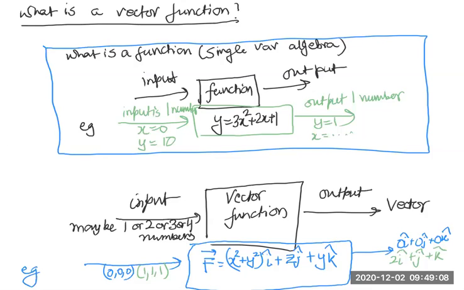Another example of a vector function may be like this. V is equal to 3t i cap plus 4t j cap plus, I don't know, 5t square k cap. यहाँ पे इनपुट केवल t रहेगा और आउटपुट आपको ऐसे वेक्टर मिलेगा.